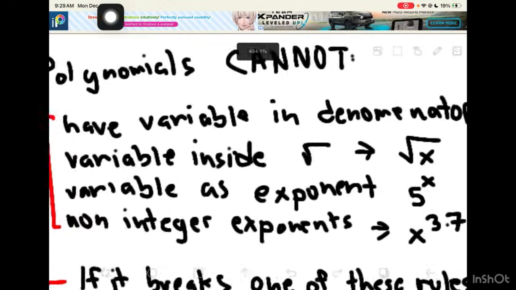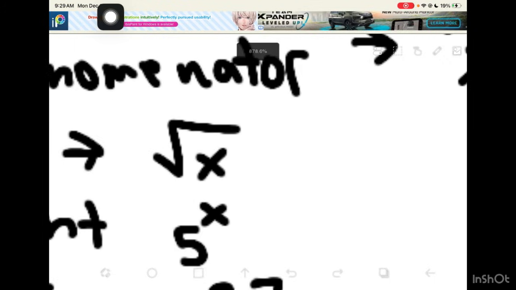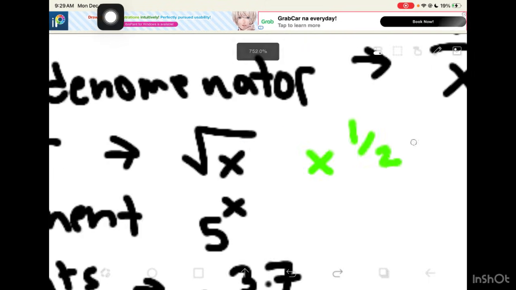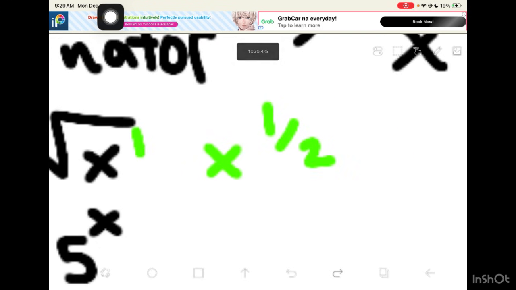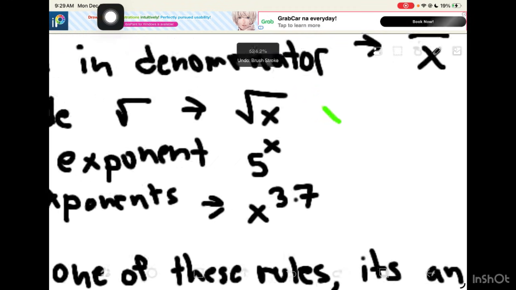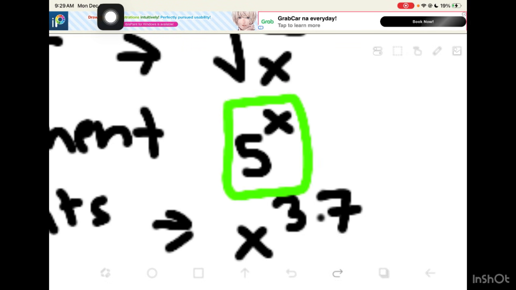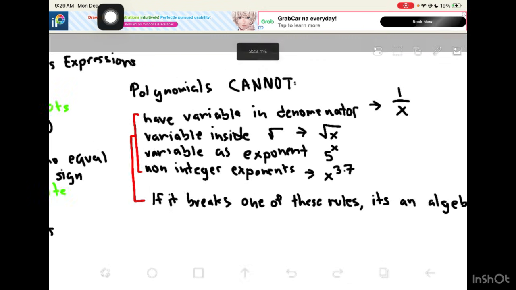Next is also a variable inside a radical symbol. Once again, a recall from grade 9. The square root of x can be written as x raised to 1/2. The reason why the index is not shown is because a square root is automatically second degree, and x raised to nothing is just x raised to 1. But as you can see, this also violates the non-integer exponent rule. And then we also have a variable as an exponent. So it just looks like this, 5 over x. And lastly, the other non-integer exponents, x raised to 3.7, something like that.